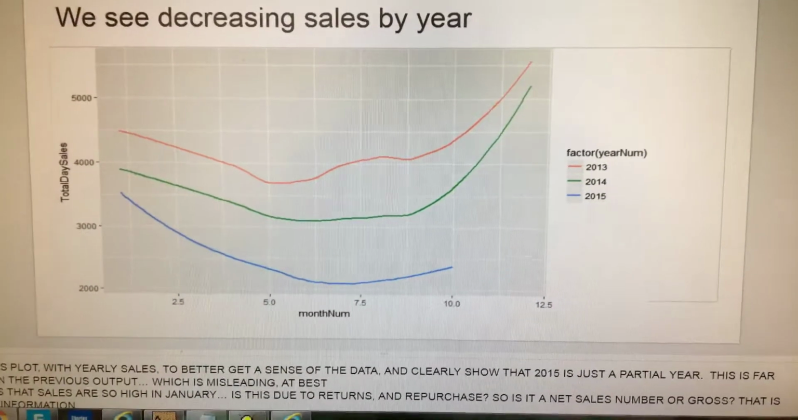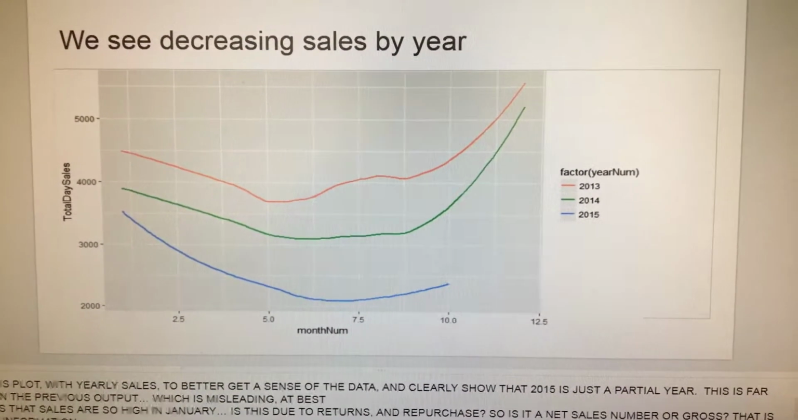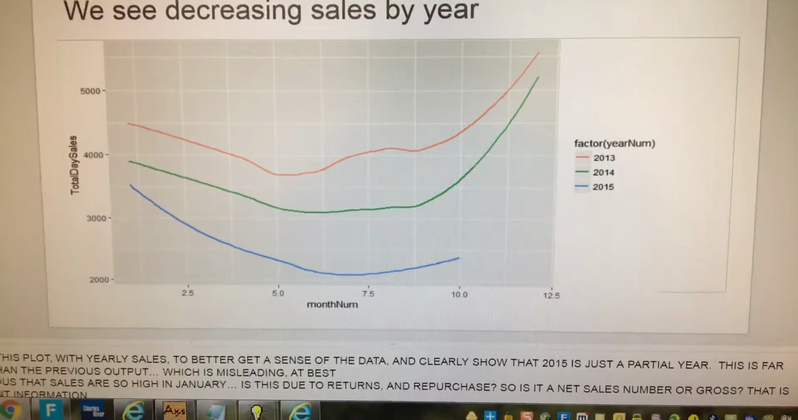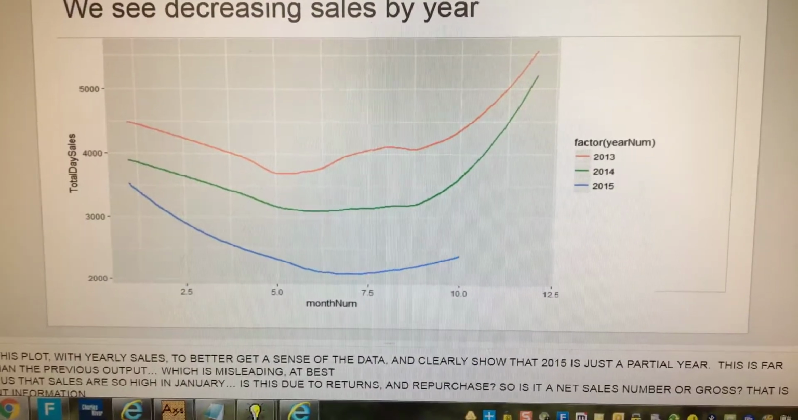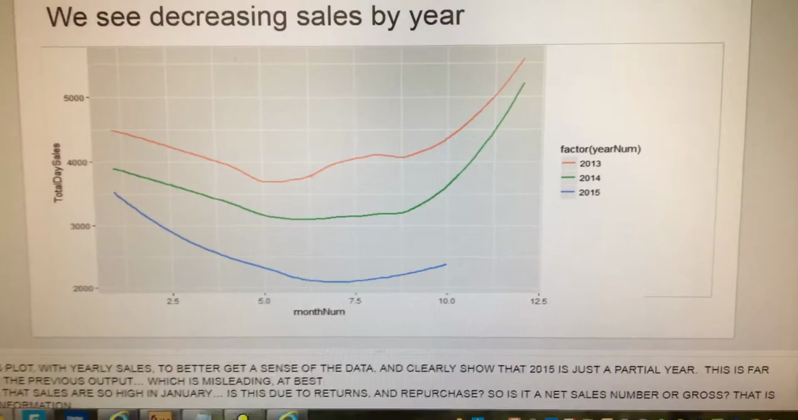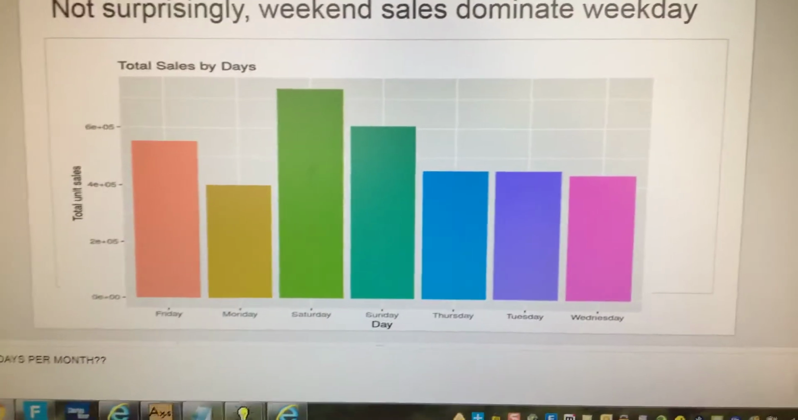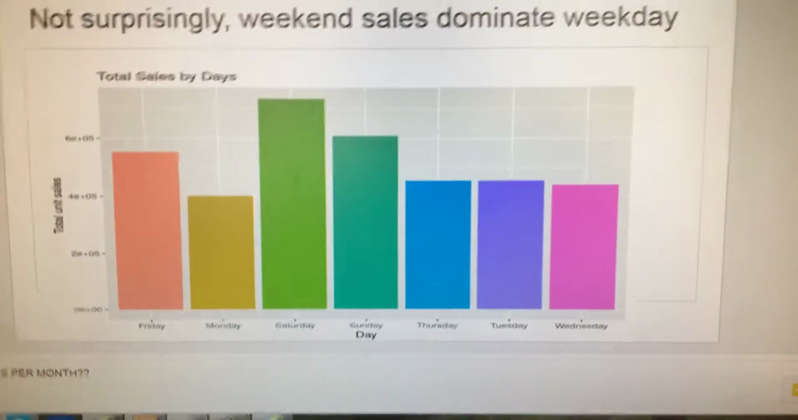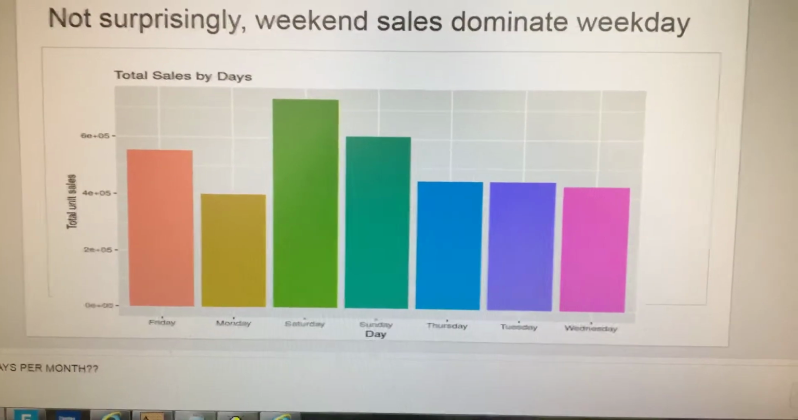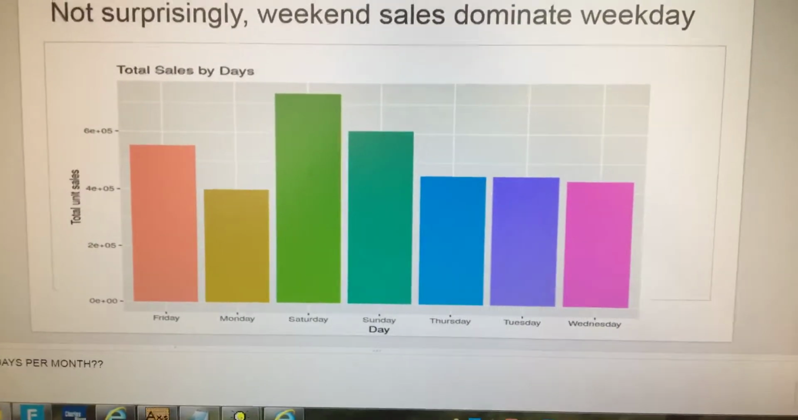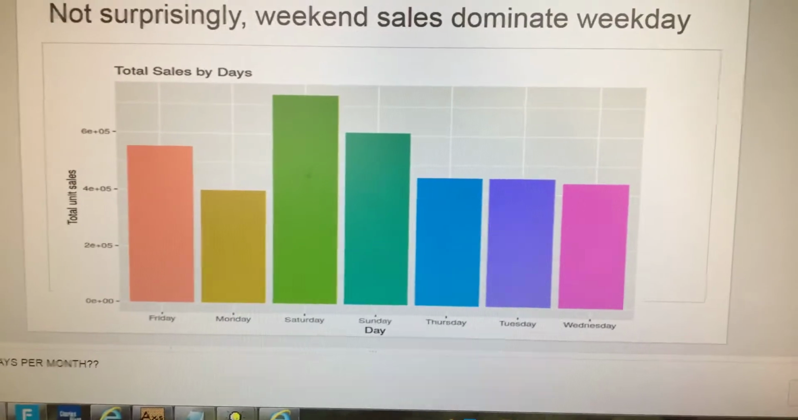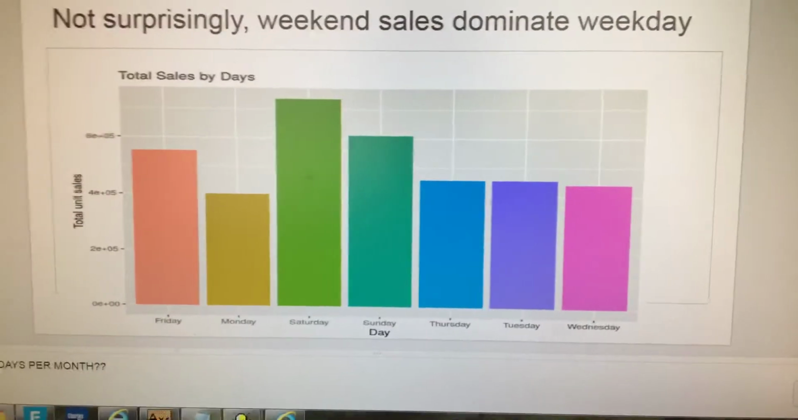I deconstructed 2013, 2014, and 2015 sales so I could see exactly what was going on. Again, you can see in the blue is 2015. You can see that the data doesn't go through December, back to my point on the previous slide. Not surprisingly, weekend sales are highest, Saturday being the best-selling day. As an analyst, we would want to know if there are 4 Saturdays in a month or 5 Saturdays in a month, as far as forecasting and indexing that to take that into account.